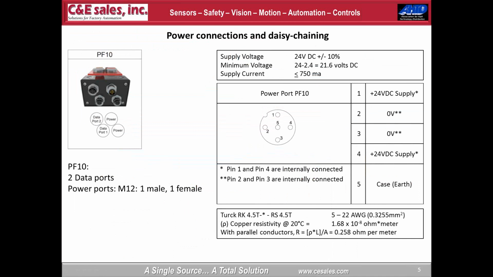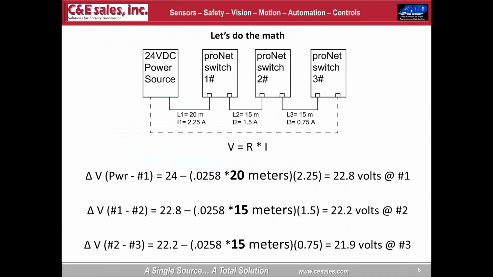next you see here a Turck RK 4.5 cord set, a common M12 5 conductor cord set that we sell here at C&E. It's got 22 gauge conductors. There's the resistivity number, and what all that comes together to is, should I use a jumper those 2 connectors together, pins 1 to 4 and pins 2 to 3, I'm going to get a resistance value of 1/4 ohm per meter down that cable. So I think you sort of see where I'm going here.